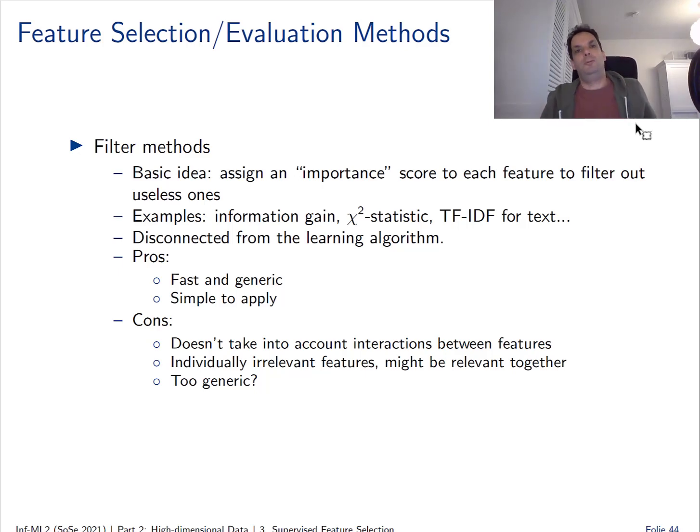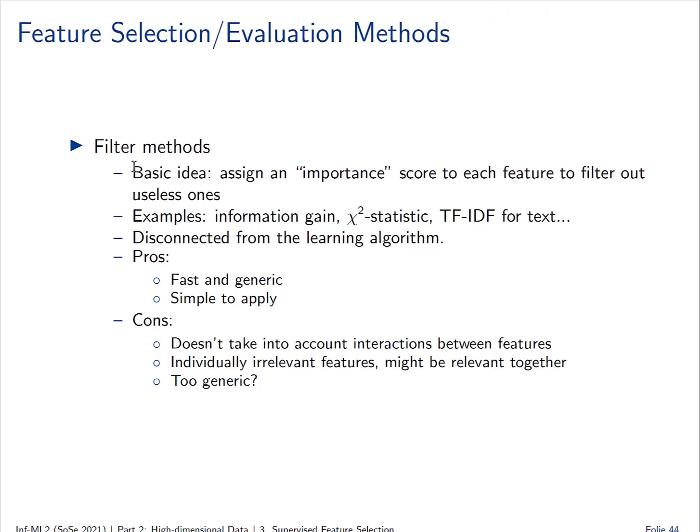So the first one are filter methods, which are somehow model agnostic. So we don't care about the actual learning model. Just look at the features, the feature spaces, the subspaces, and try to come up with some kind of measure, which is, as I said before, model agnostic. The basic idea is that we assign an importance score, or importance measure, to each feature to filter out the useless ones.